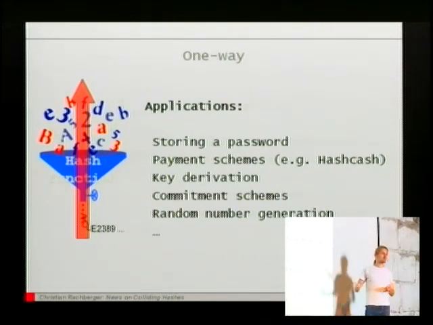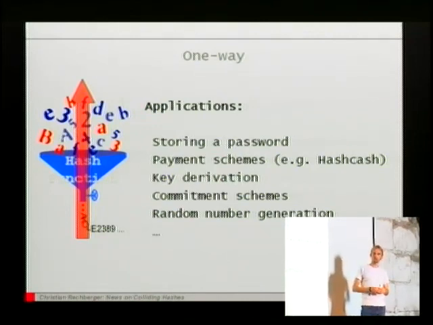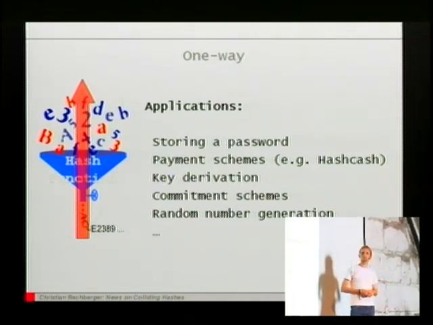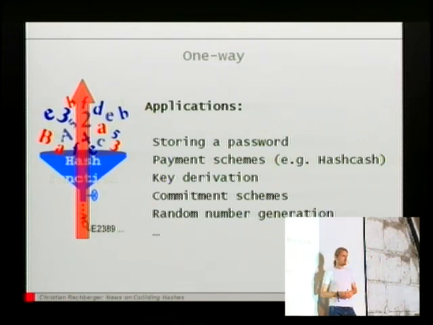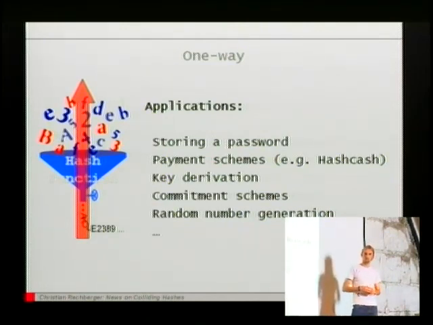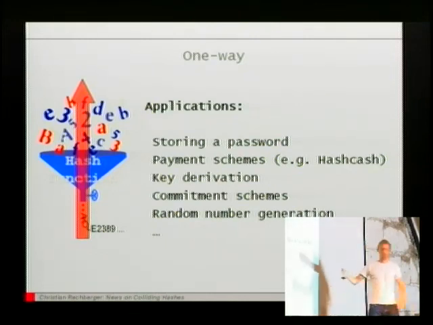Or payment schemes like Hashcash rely on this one-way property, or key derivation, which is commonly used if you have some sort of master key and derive some more key material from that. You don't want the case that once one of your subkeys is compromised, someone can go back to your master key. That's why this one-way property is very important. Many more applications.